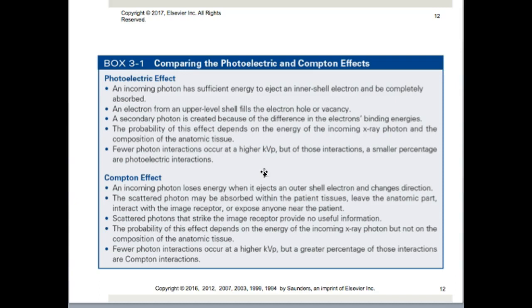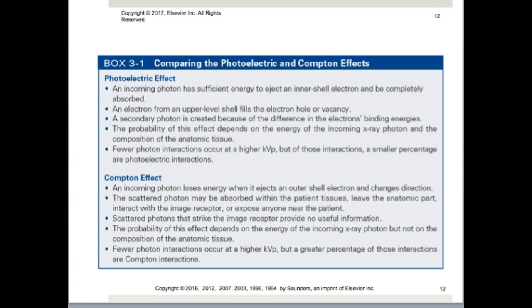Fewer photon interactions occur at higher kVp, but of those interactions, a small percent are photoelectric. So we never really get rid of photoelectric, and we'll discuss exactly why and how later on, and that goes into another level of class.